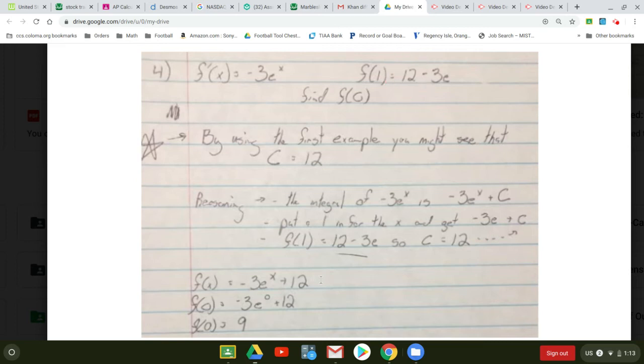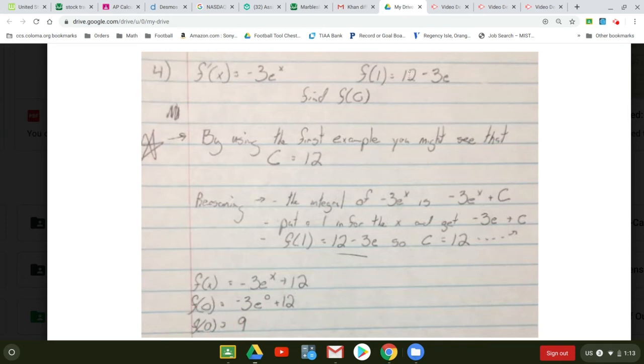We can skip all that integrating stuff, and we can just say, hey, f of x is negative 3 e to the x plus 12. All right. So now, since we're looking for f of 0, we can just go to 0. Well, e to the 0 is 1. And we just have negative 3 plus 12 equals 9. F of 0 must be 9.